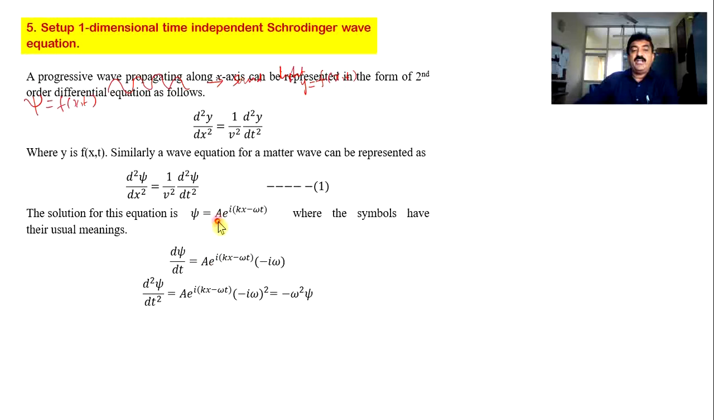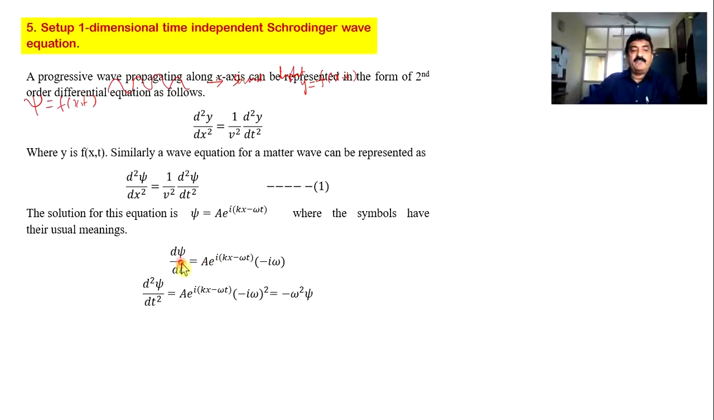Now differentiate this with respect to t, because I want to remove this t, because I want the time independent wave equation. Therefore I would like to find d square psi by dt square. When you differentiate this equation once, you will get A e to the power of the same thing into minus i omega. I don't think it is very difficult for you. These are all very basics of differentiation.